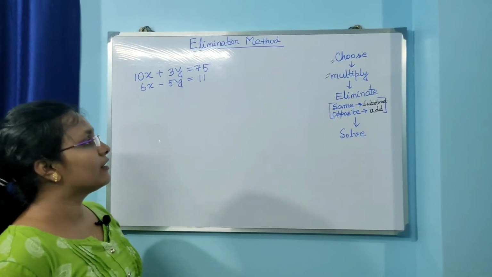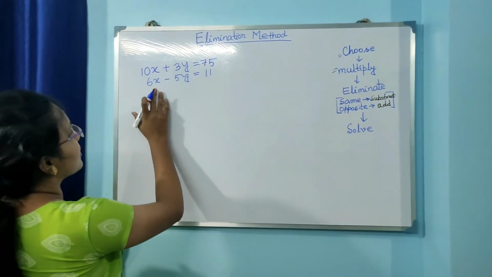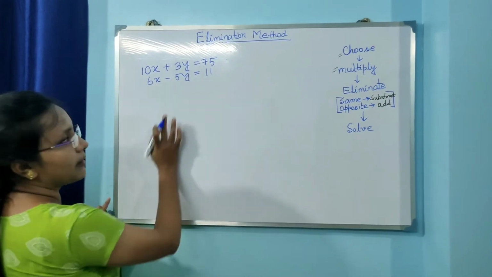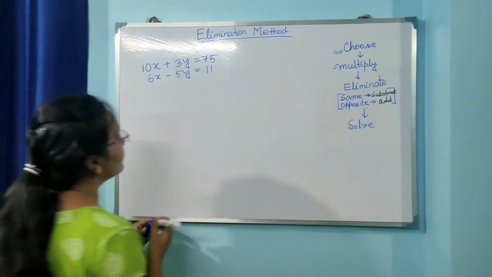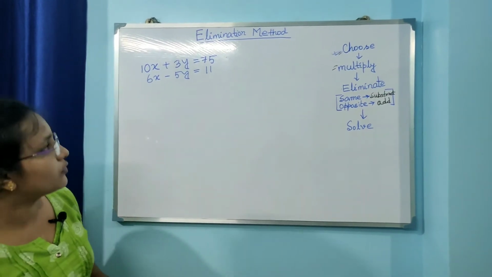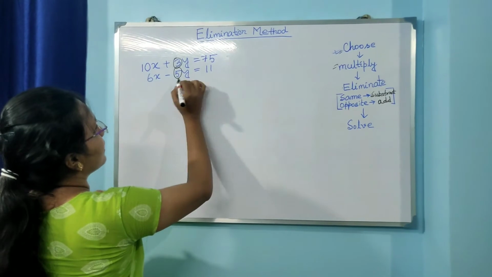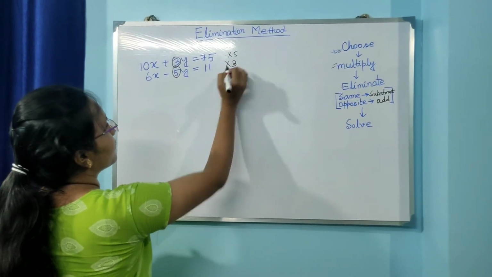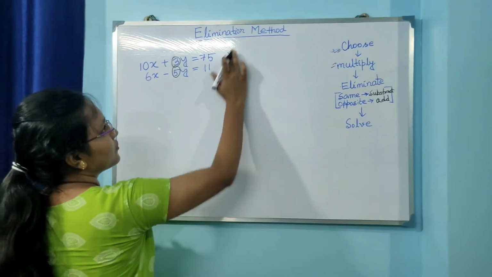Okay, so now I will discuss another problem. See, here are two equations. The coefficients of x are 10 and 6 and the coefficients of y are 3 and 5. So clearly we take y. So choosing is done, and now we have to multiply to make the coefficients the same. Clearly we multiply this equation by 5 and this equation by 3.